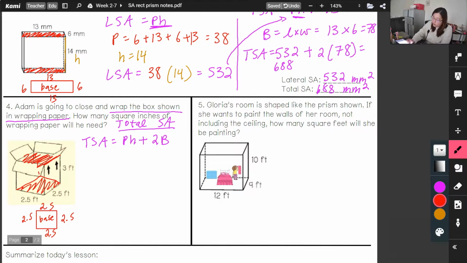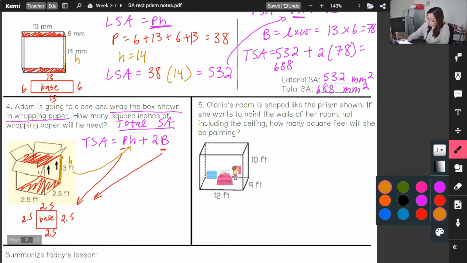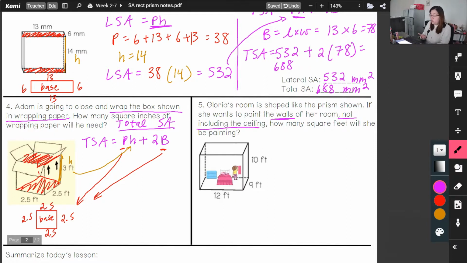So remember, when you're finding perimeter and area of the base, you're using this picture right here. The only time you need this height is right here. It should not go anywhere under P or B. Okay? That's important. Number 6 says, Gloria's room is shaped like the prism shown. If she wants to paint the walls of her room, not including the ceiling, how many square feet will she be painting?